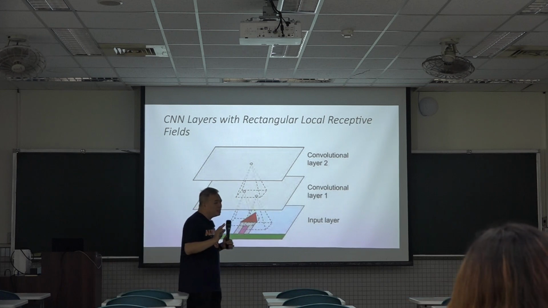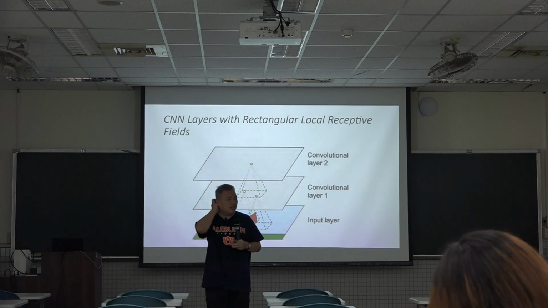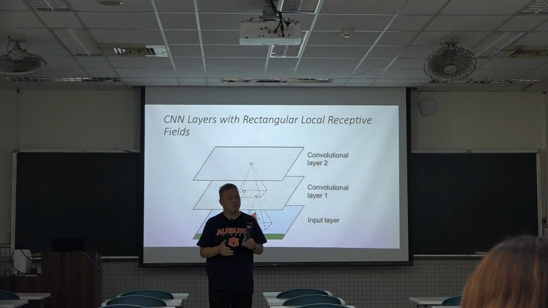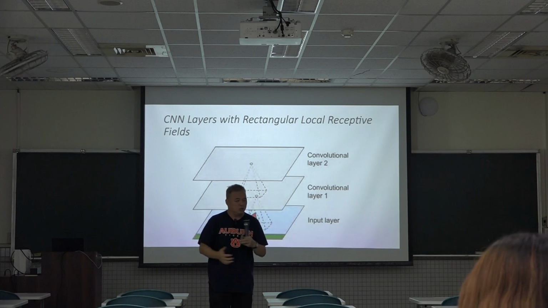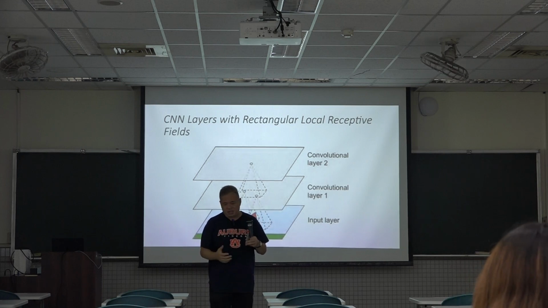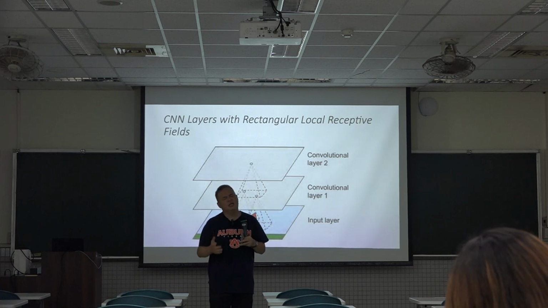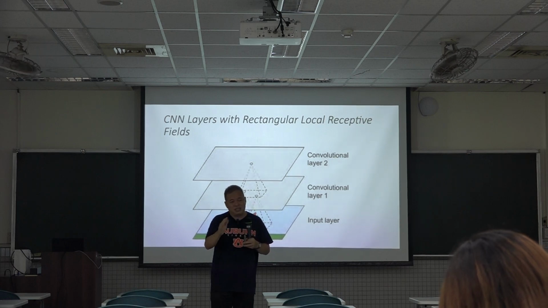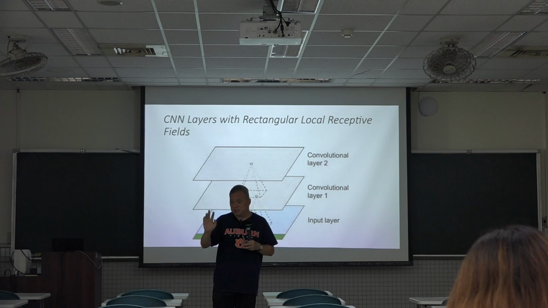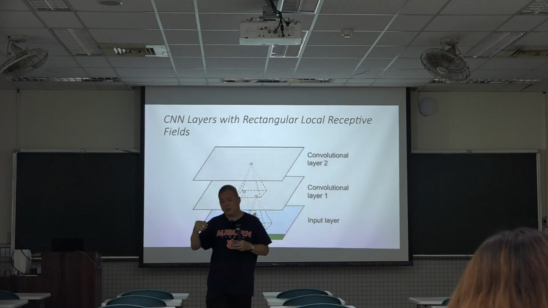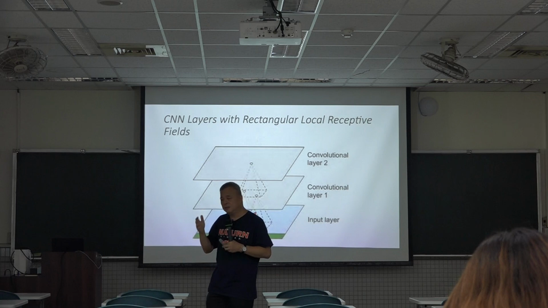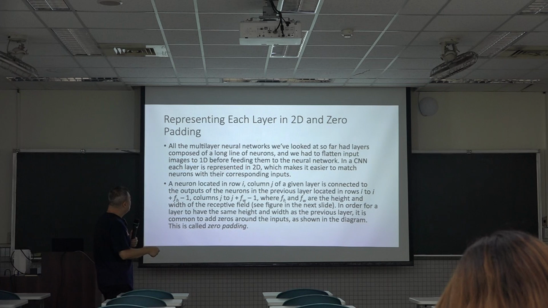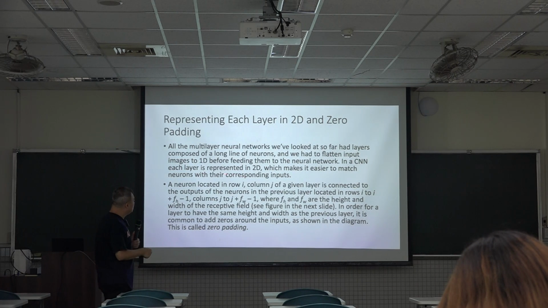It's not that we cannot deal with input that is not 2D. Actually, we could deal with, for example, 1-dimensional input. In CNN, we can deal with even 3-dimensional input. But for ease of understanding, we will discuss 2D CNN first. Later on we are going to talk about 1D CNN. So, which makes it easier to match neurons with their corresponding inputs.